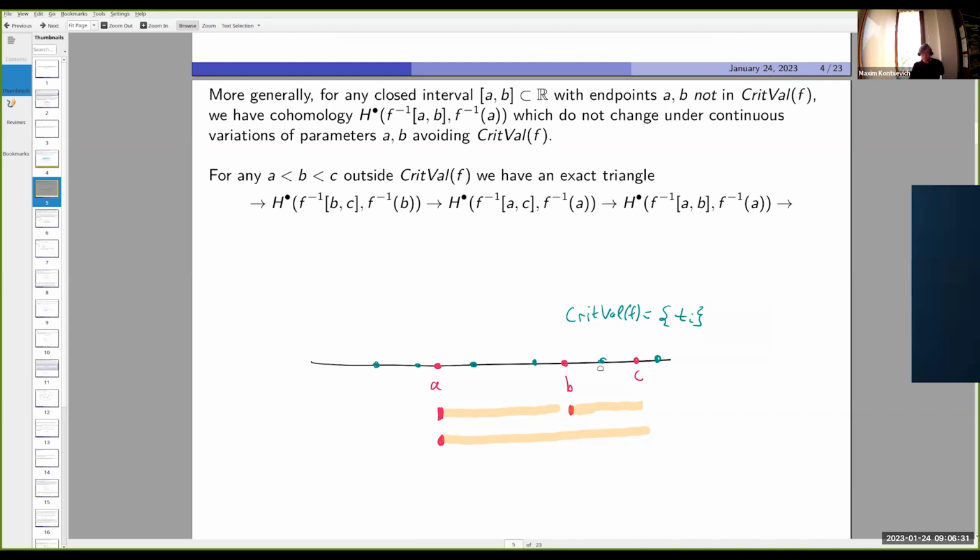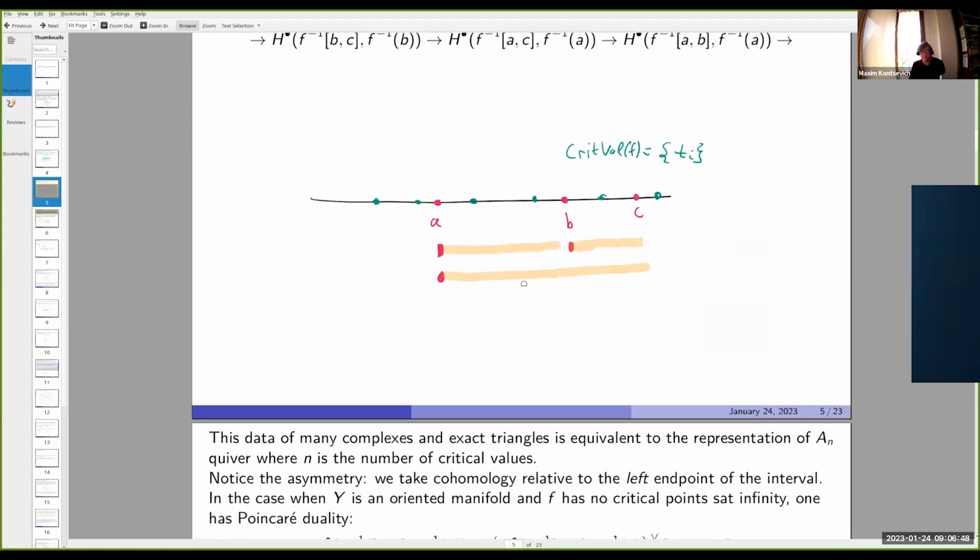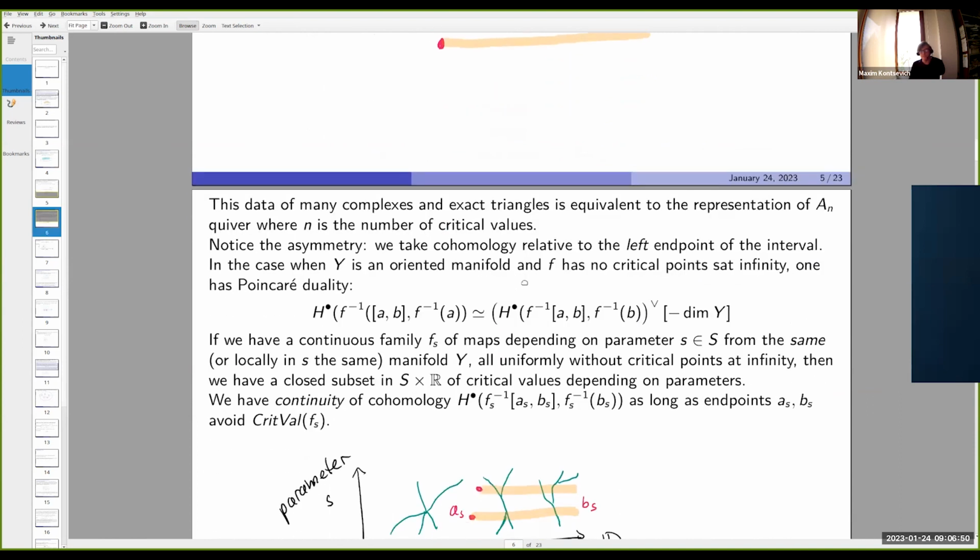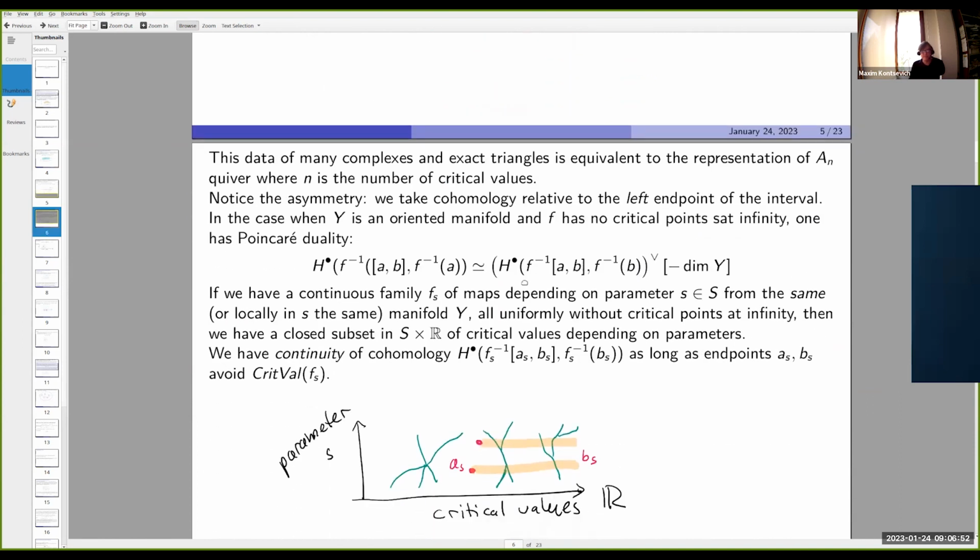And it depends on how many critical values lie in between. So what do we have? We have a collection of critical values which we want to avoid. Then we get intervals with endpoints avoiding these, and we get this exact triangle structure. So this is essentially a pure representation of A_n quiver, where n is the number of critical values, and some kind of limit when we get infinitely many critical values.